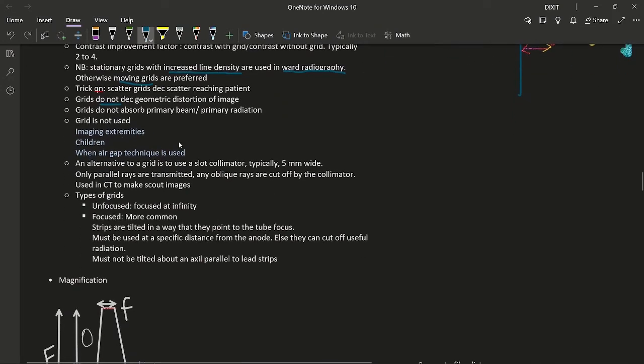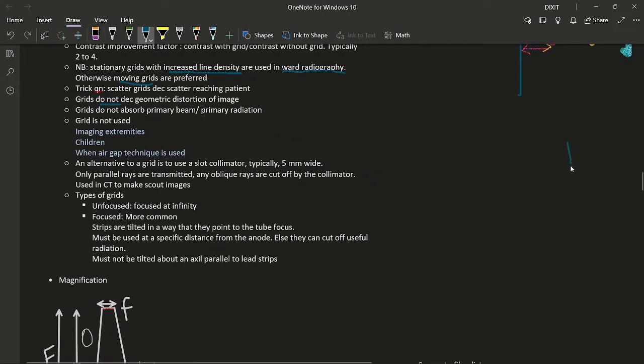The places where grids are not used are imaging of extremities, imaging of children, or when an air gap technique is used. Now, one alternative to using an anti-scatter grid is to use a slot collimator, typically 5 mm wide. So what happens is only parallel rays are transmitted. Any oblique ray is cut off by the collimator. And this technology is used in CT to make scout images.